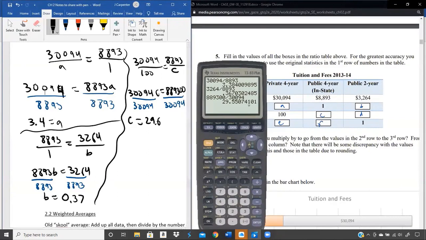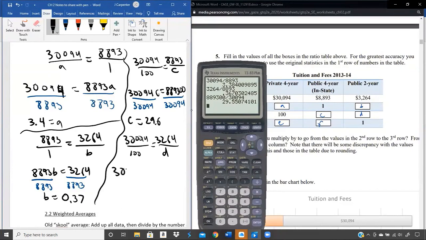D will be a similar type answer. And I'm going to draw my box this way. I hope you can see that. Around the 30,000, the 3,200, the 100, and the D. Yes, I could draw it this way using the C and D, but then I'm borrowing a rounded number, which would give slightly different answers. So again, 30,000 over 100 equals the 3,200 over the D. 30,094 over the 100 equals the 3,264 over the D.